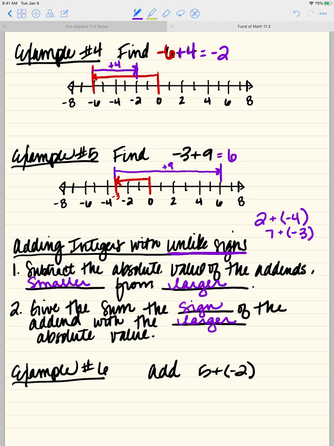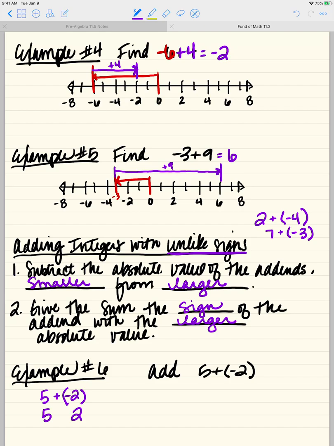Example number 6 is add 5 plus -2. I'm just going to rewrite that problem right here. 5 plus -2. First thing we're going to do is take the absolute value of each of these. What is the absolute value of 5? 5. What is the absolute value of -2? 2. Okay, so we have our absolute values, and we're doing this because these are unlike signs.